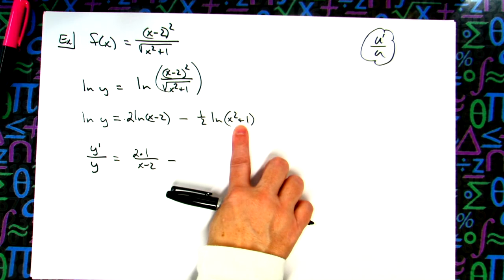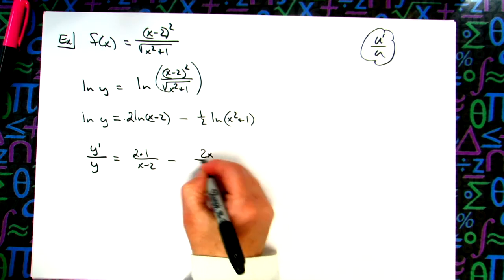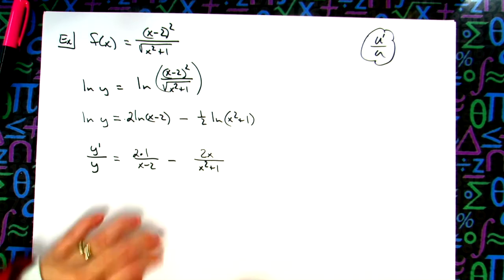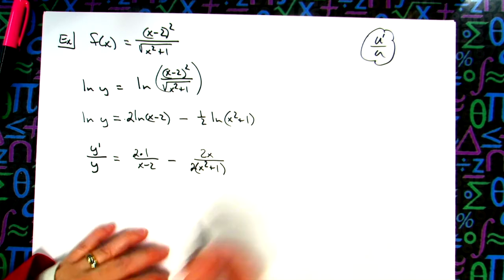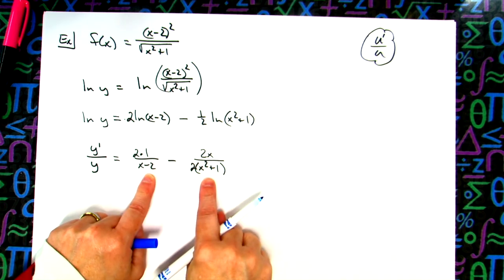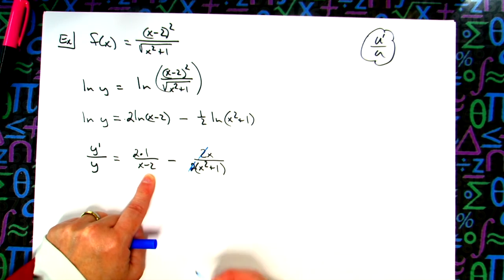Derivative of the inside, 2x, don't let me screw up, all over the x squared plus 1, and then I'm multiplying that by 2 there in the front. Okay, good so far? All right, now you have to solve for y prime, but what do I have on this side? I've got fractions. I can cross out those 2's right there. I have to have common denominators, don't I?